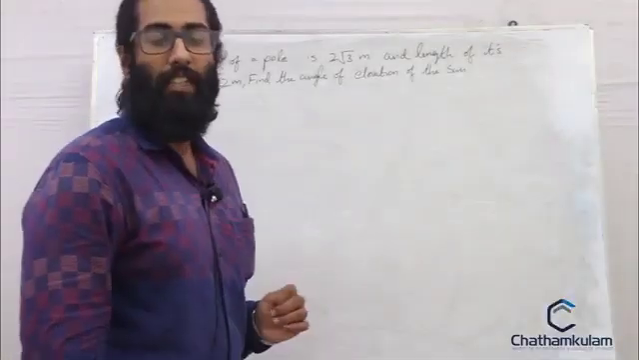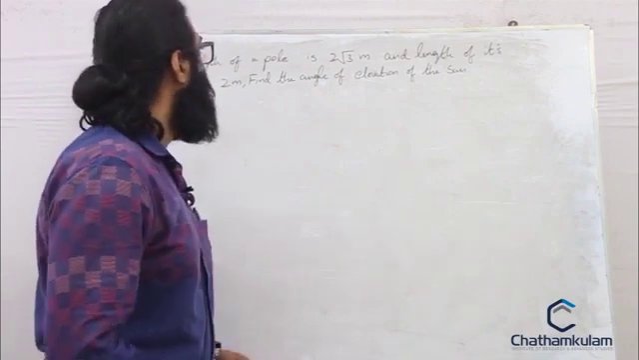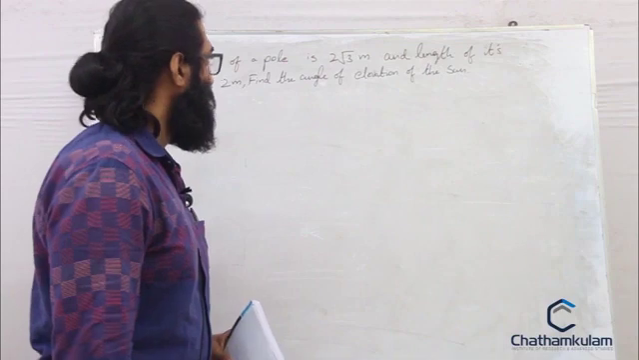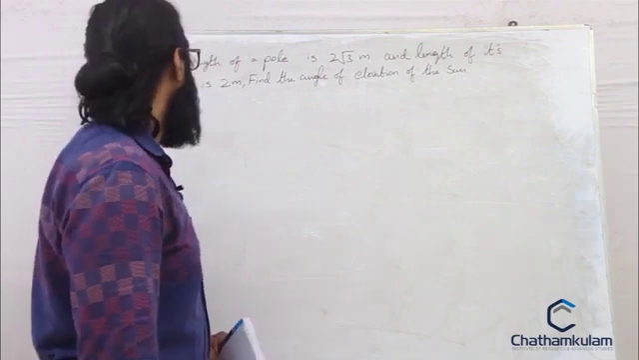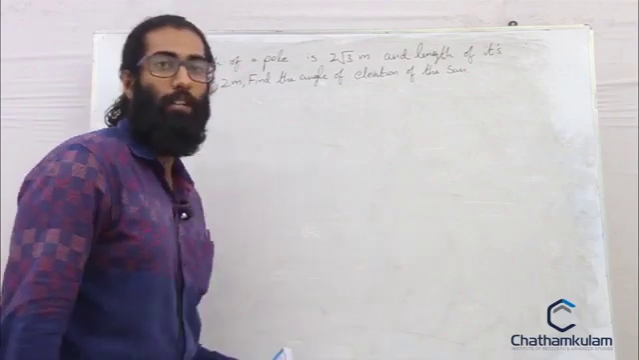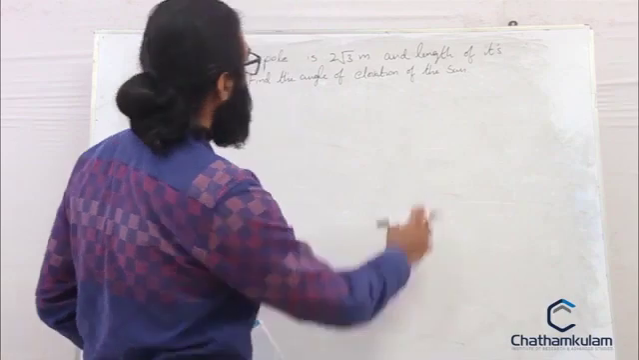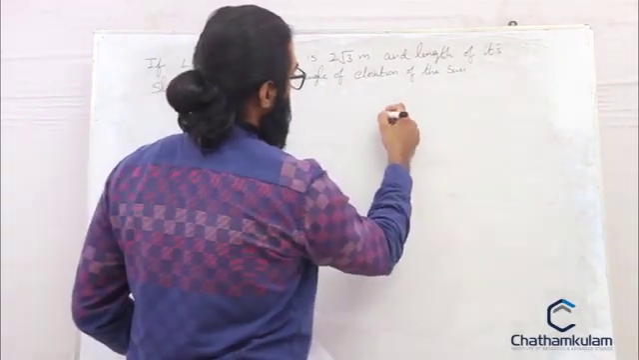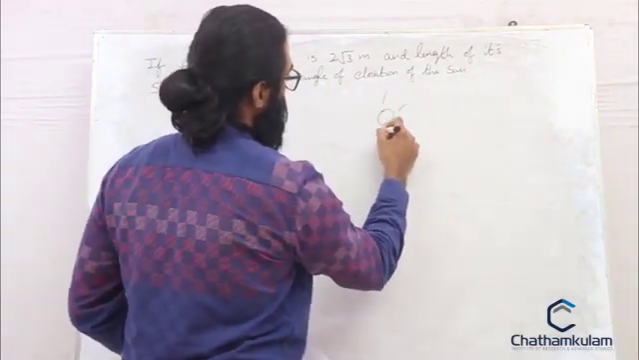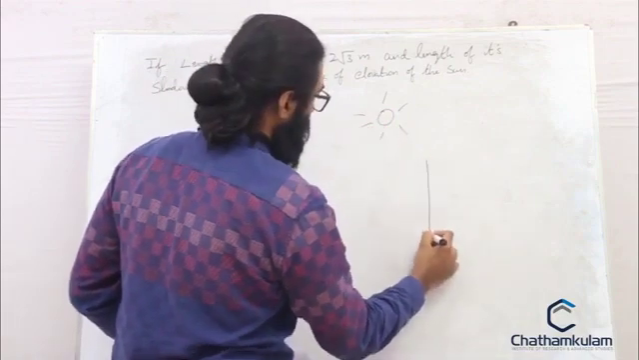So let's see the next question here. The question is, if length of a pole is 2√3 meter and length of its shadow is 2 meter, find the angle of elevation of the sun. So we will draw the diagram here. So say this is the sun and this is the pole, right?